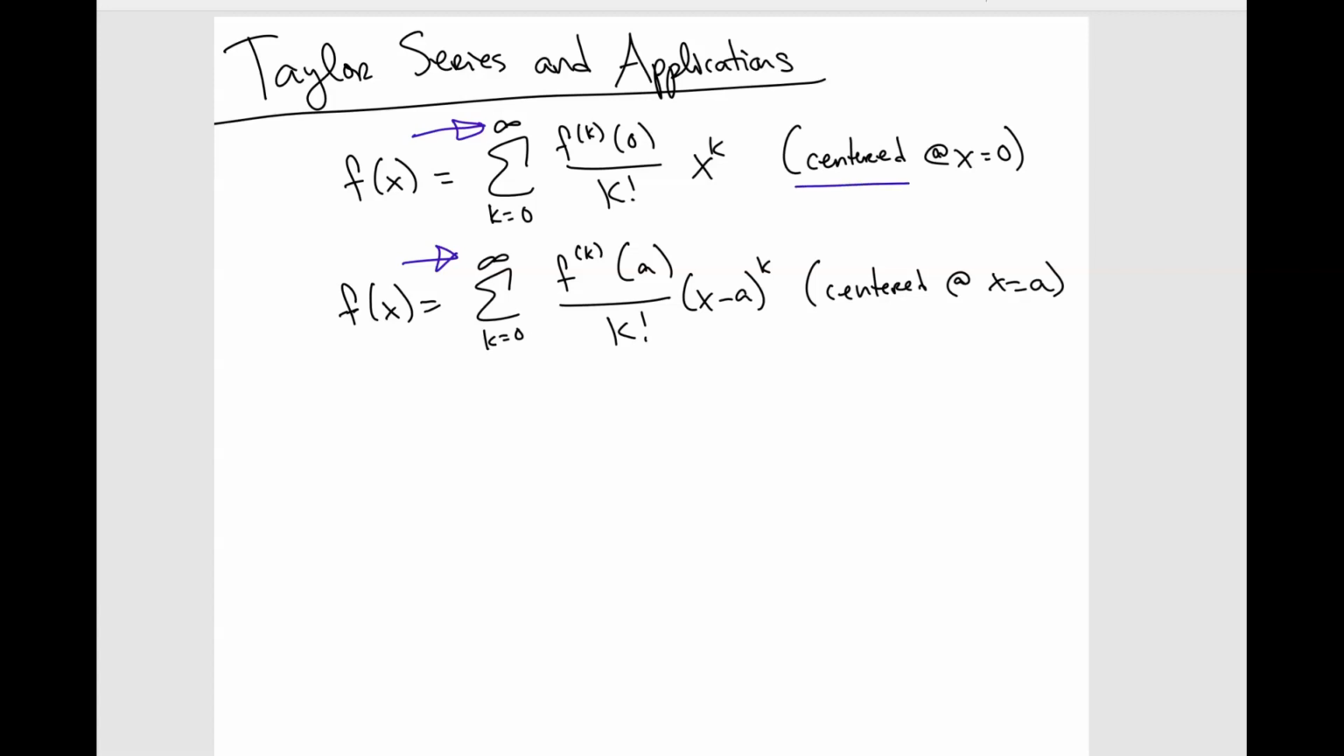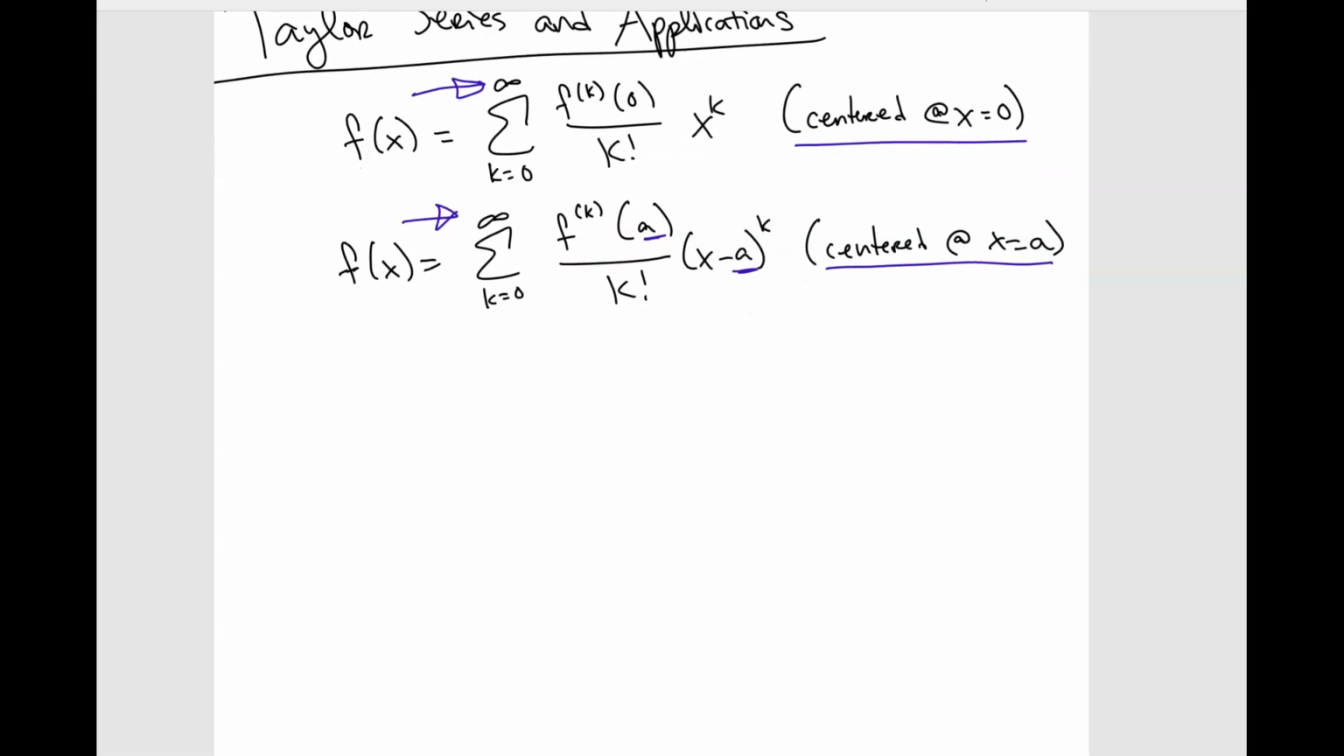So here is when it's centered at 0. Notice that you're just plugging in 0 and then you don't have anything next to the x. Here is when it's centered at some number a. So here you have this a and then you have this a over here. But the formulas are basically the same. Then all you've got to do is plug in 0, 1, 2, all the way until you get to wherever you want to go.